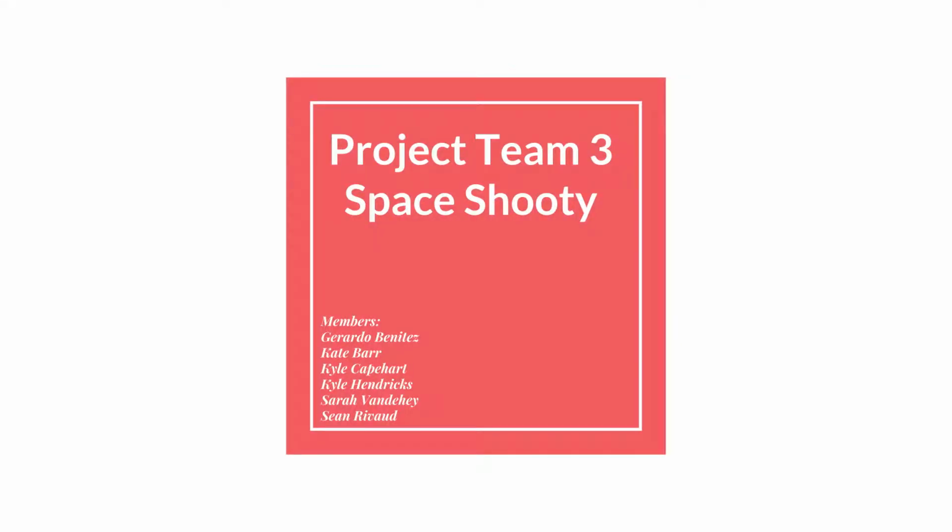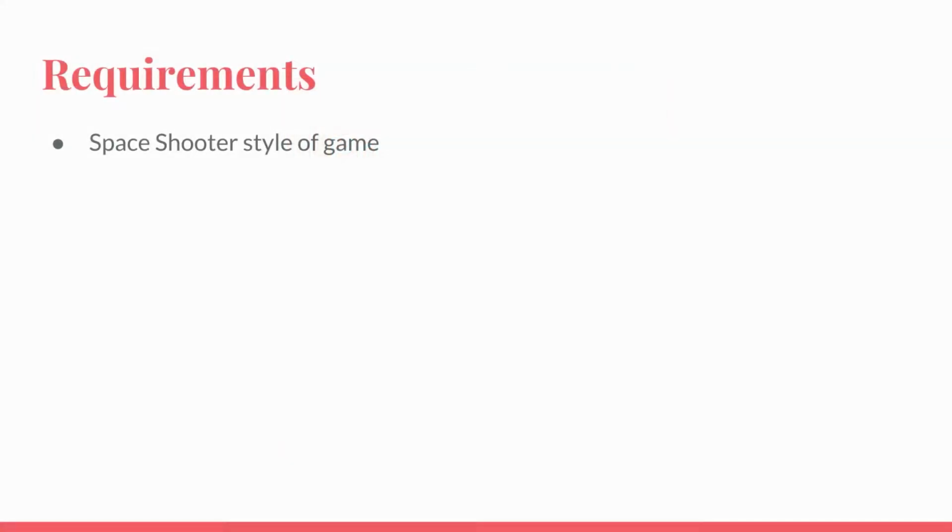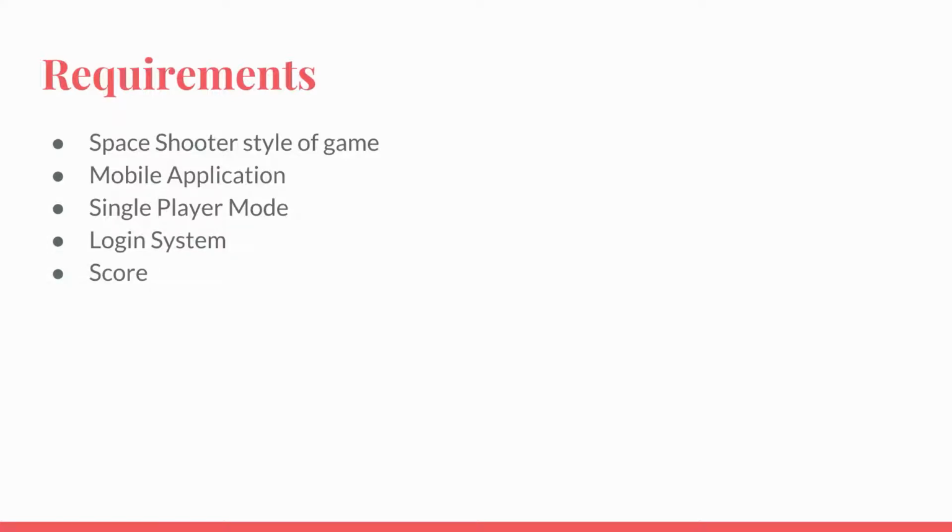Before we go into the details about the development process, I'm going to briefly go over the bare-bone requirements for the project, and as we go through the video, more detailed requirements from our requirement traceability matrix will get crossed out along the way. We were required to make a Space Shooter style of game, make it a mobile application, include a single-player mode, have a login system, have a score system, and have an upgrade and augmentation system. Now that the requirements have been mentioned, let's get into the game.